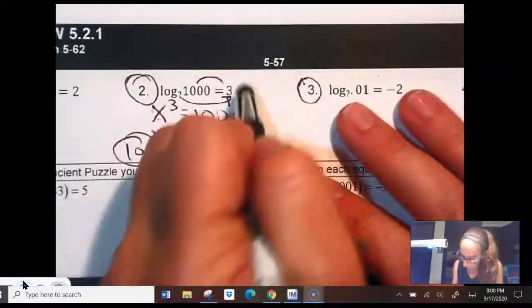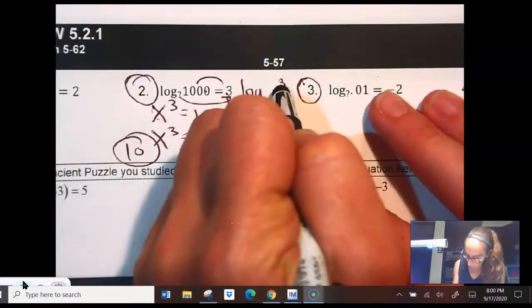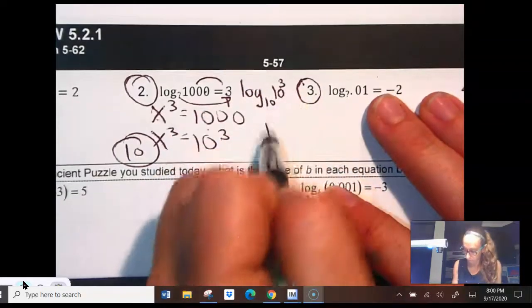I could also have done this log. If that's 3, it has to be something to the third power. 10 to the third power is 1,000. So my answer is 10.